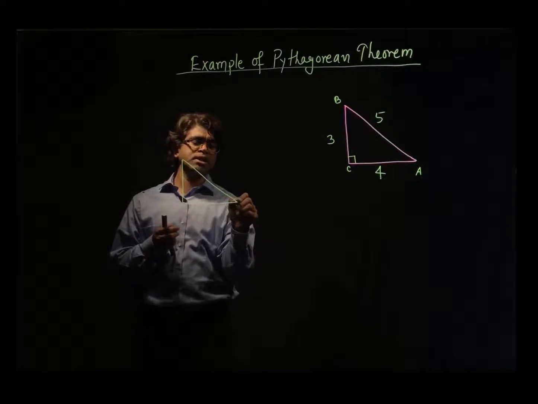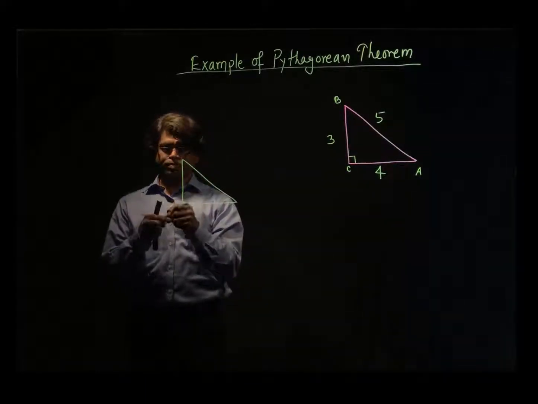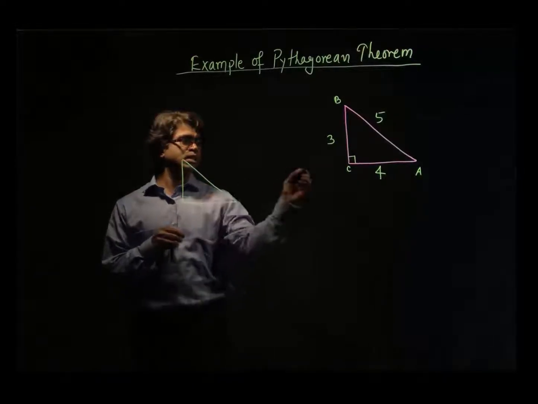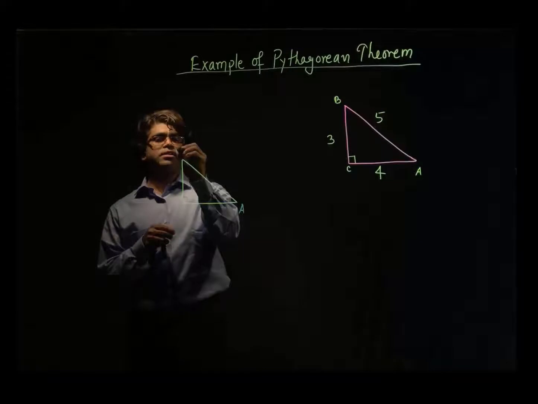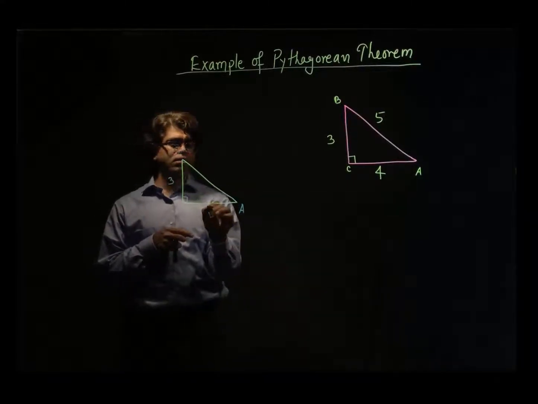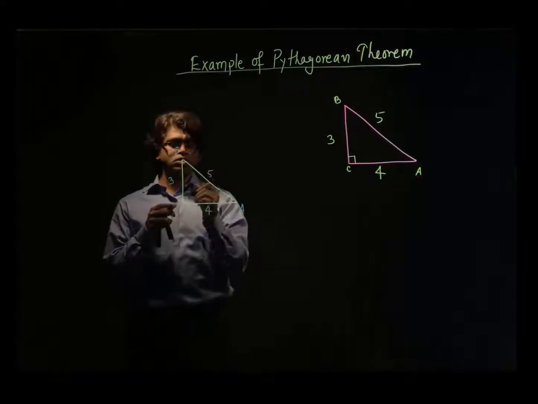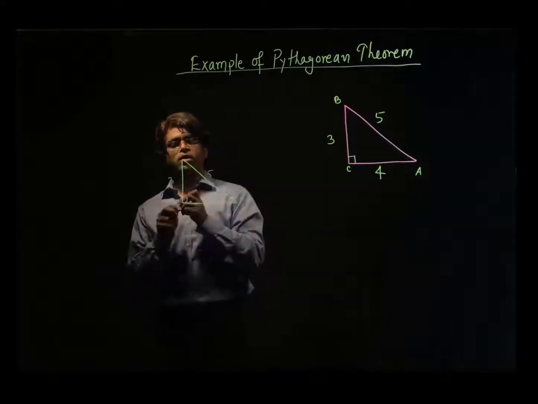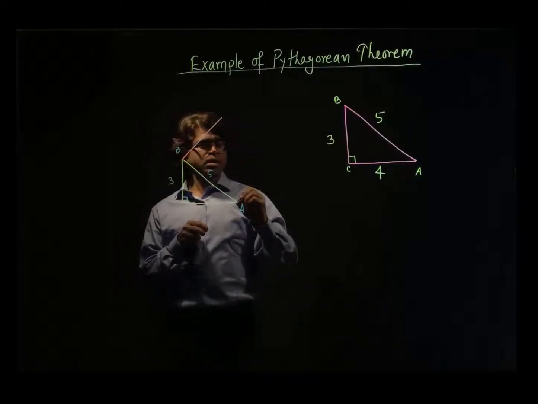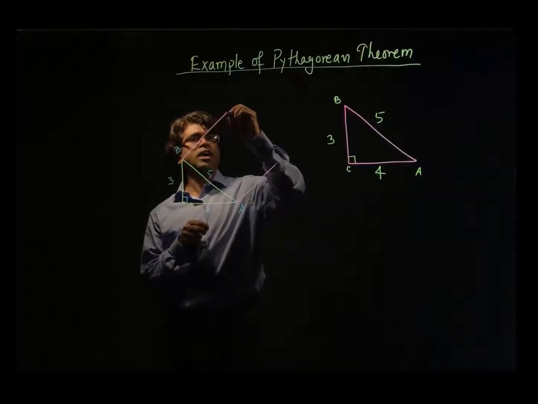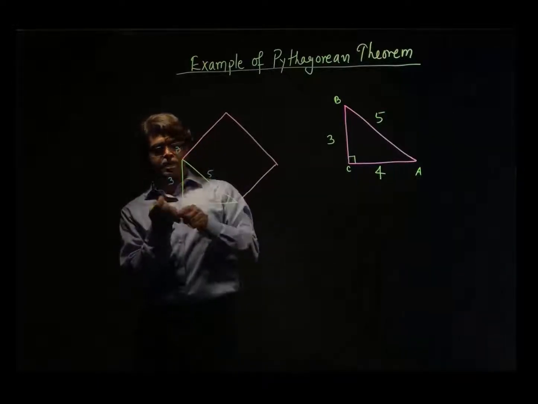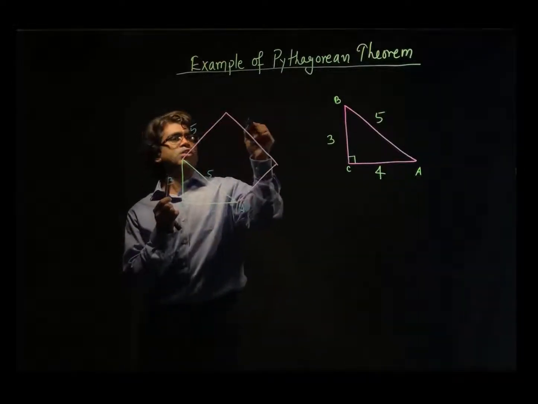So let's pretend this is the same triangle with the right angle at C. This is my C, this is my A, and this is my B. And the sides of the triangle are 3, 4, and 5. So I'm going to draw a square on this side of the triangle. This is my square on the side with length 5. So each side will be 5 units.